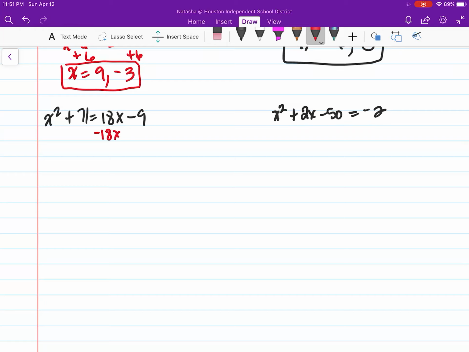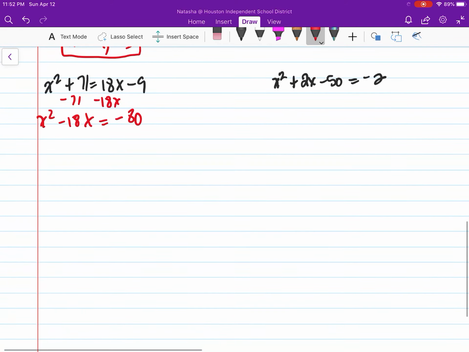The only hint that I'm going to give you on this one here on the left side is you want to put that 18x over. So this is going to become x squared, and you're going to move this 71. So it's going to be x squared minus 18x, and it's going to be equal to negative 81. I think. Hold on. Let me see if I'm doing that math right. 71 plus 9. No, 80. Then this one over here on the right, I think you're okay on that one.